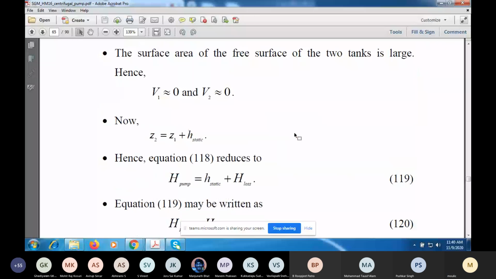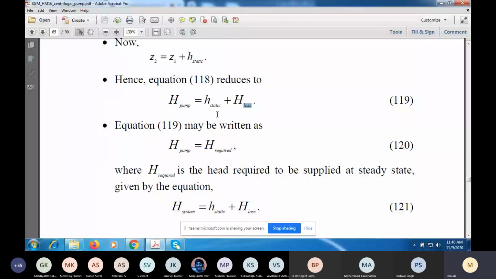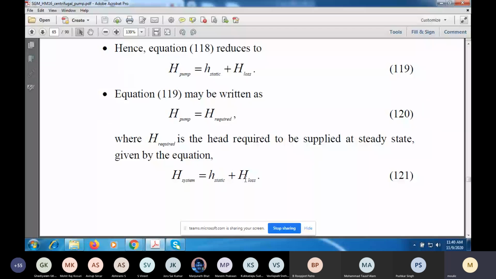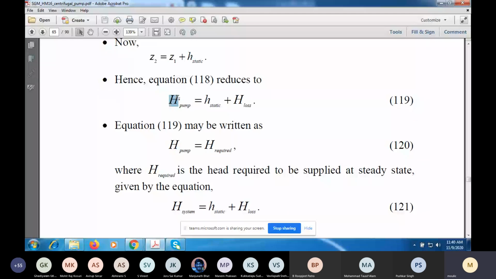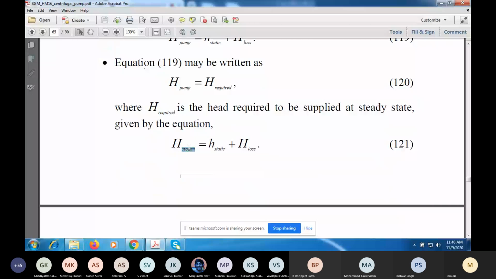So you can say that at steady state, the head provided by the pump must be equal to the static lift plus the losses in the pipeline and the pump itself. So this right hand side I can call the head that is required to be supplied at steady state. So H required is H static plus head loss. And at steady state, the head provided by the pump must be equal to the head required by the system, or the head H required, whatever you want to call it. You can call it H system or H required.